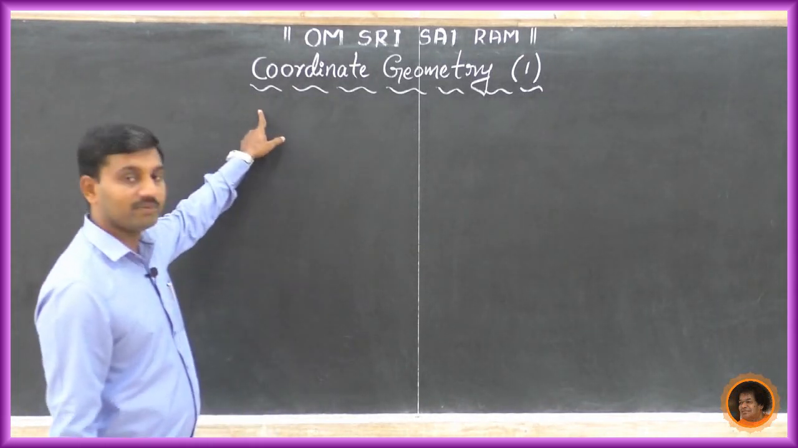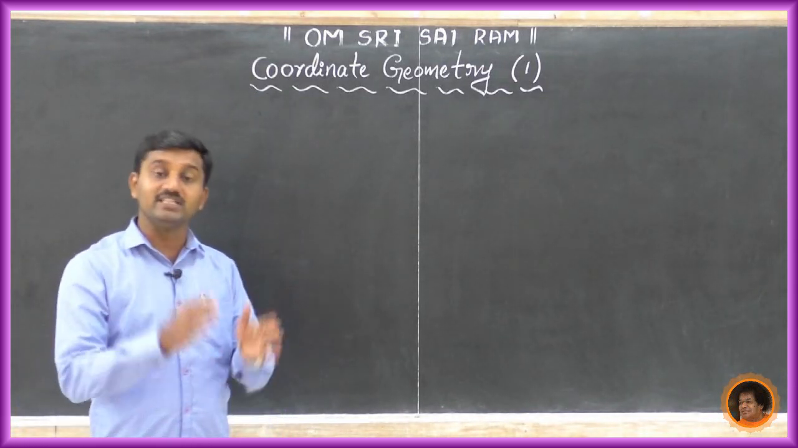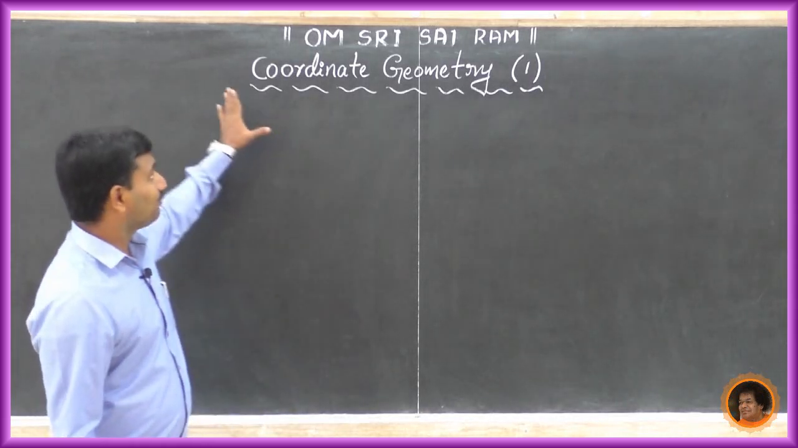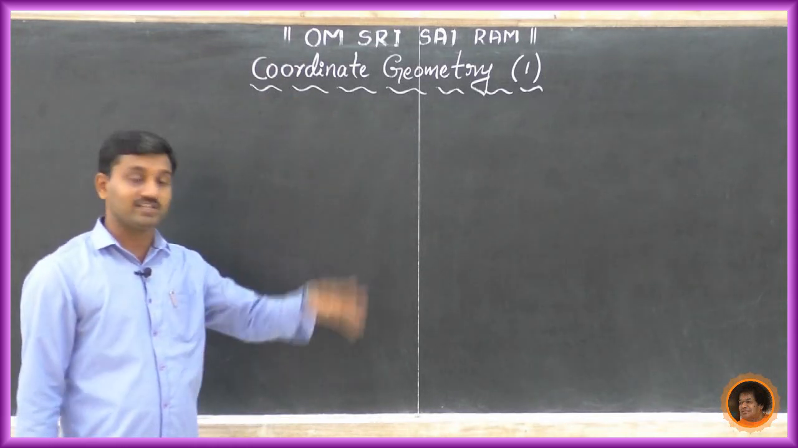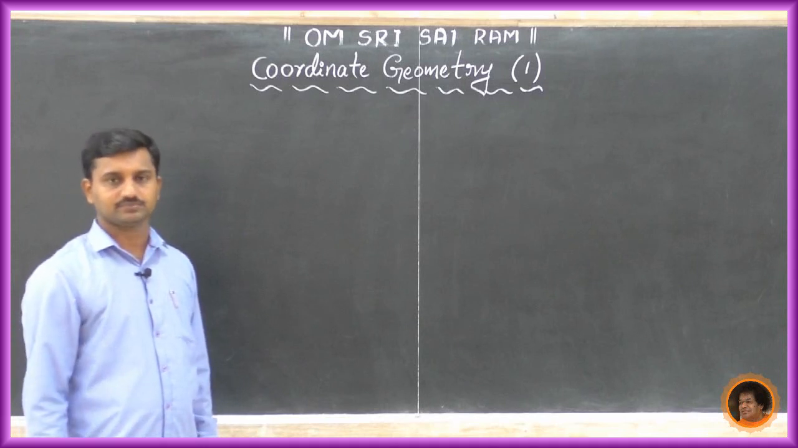So what is coordinate geometry? Coordinate geometry is a branch of mathematics which deals with geometry algebraically. This branch of mathematics was mainly developed by a French philosopher as well as mathematician, René Descartes.